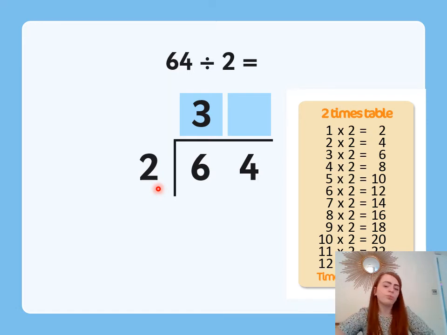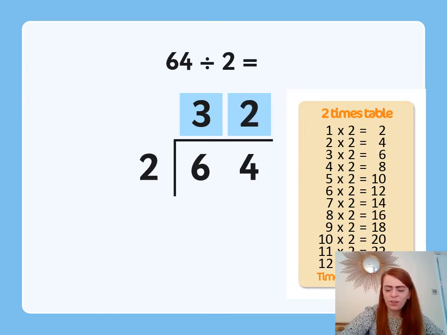Or you might want to check your times table. So you can see that 2 times 2 equals 4. So the answer on top of the 4 is going to be 2. So we know that 64 divided by 2 equals 32.